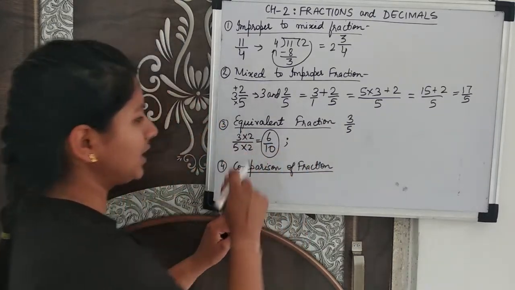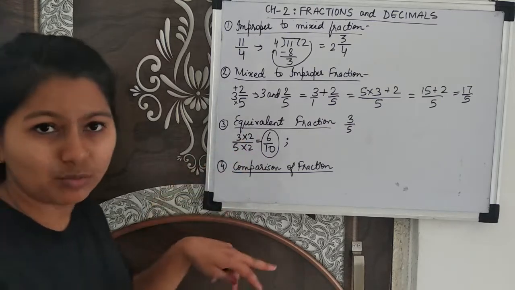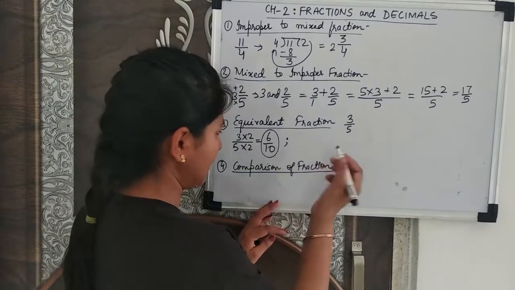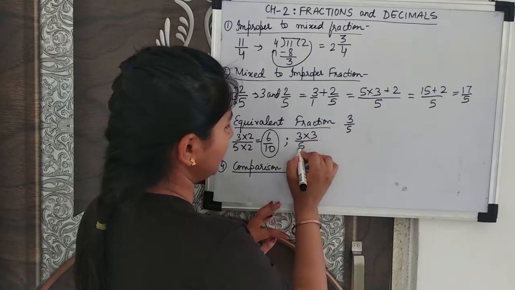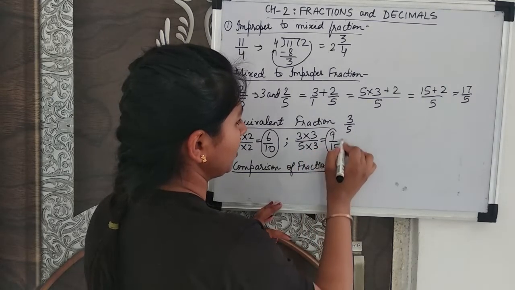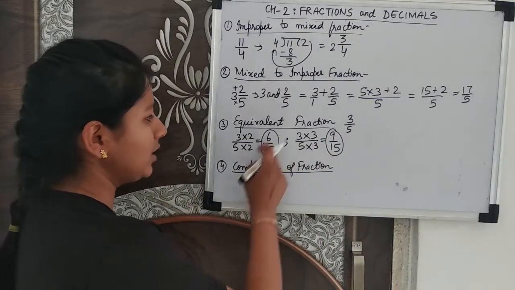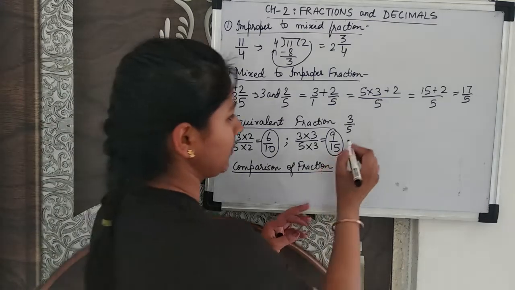Next, we can choose any number. I have taken 2. We can take 3 on both sides, we can take 10 on both sides, we can take 20 on both sides, whatever we feel so that it's easy for our calculation. Now with 3, I am getting 9 upon 15. So this is another equivalent fraction of 3 by 5. How is it equivalent? When you simplify it, it will be equal to 3 by 5.